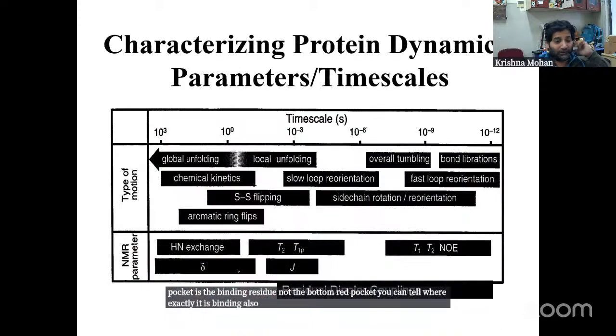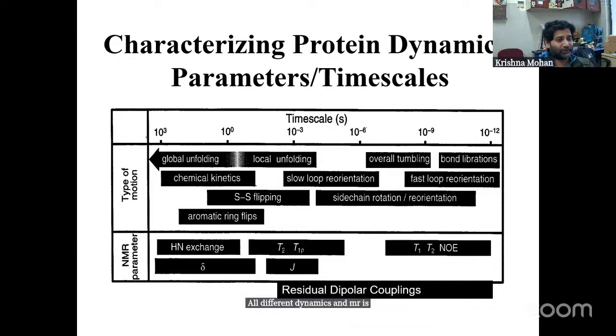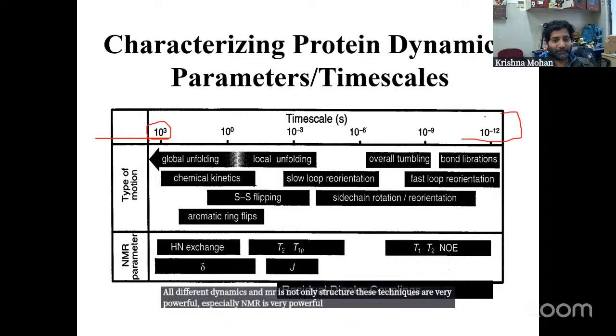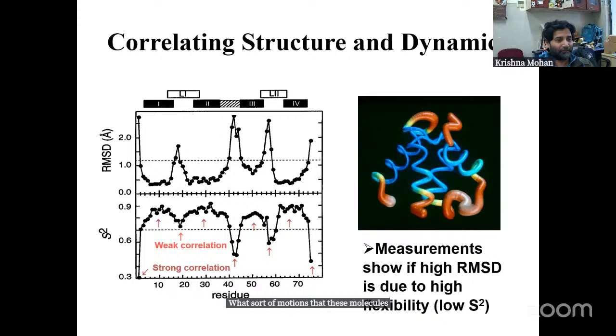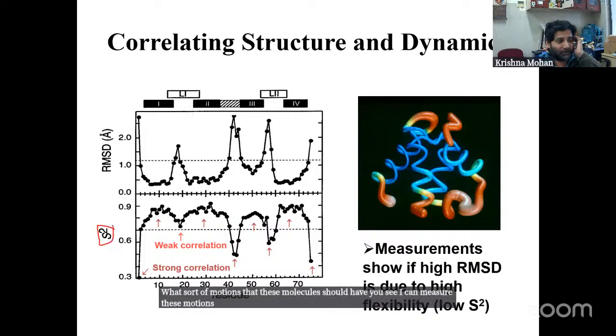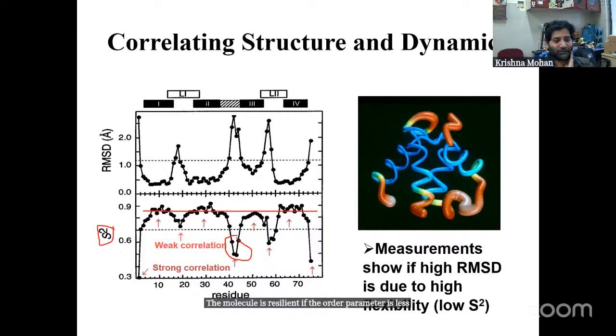And of course, you can measure all different dynamics. NMR is not only structure; these techniques are very powerful, especially NMR. I can measure dynamics from picoseconds, 10 to the power minus 12, to nanoseconds, microseconds, milliseconds, and even hours, to make sure what sort of motions these molecules have. I can measure these motions in terms of a square called the order parameter. If the order parameter is more, the molecule is rigid. If the order parameter is less, the molecule is very flexible.